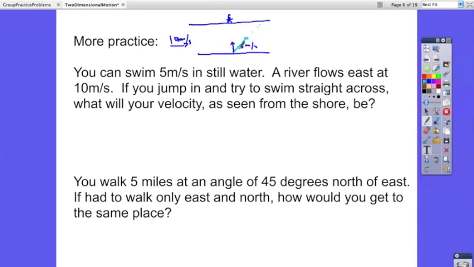So we have the components of the vector. We have the y component, and that would be your velocity. And we have the x component. That would be the river's velocity. And we're going to put them back together to find the magnitude and direction of the resultant.